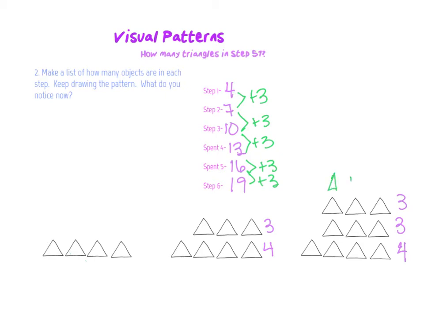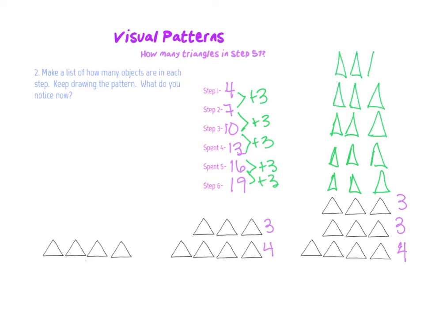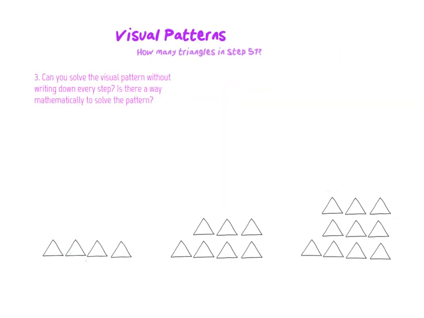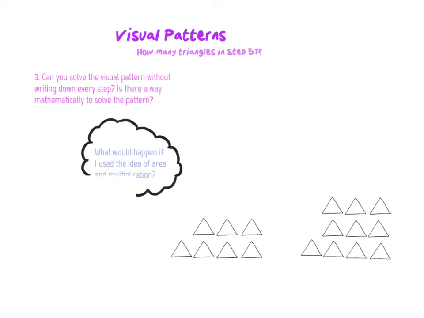Well, I could keep drawing this pattern, right? So here, I'm just going to keep drawing my pattern up. And as I draw this pattern, I'm starting to think, maybe there'll be an easier way to solve this. So can I solve this visual pattern, trying to get to step 51, without writing down every step? Is there a way to mathematically solve this?